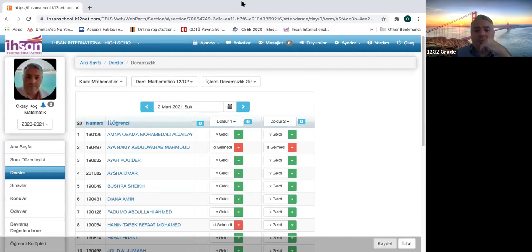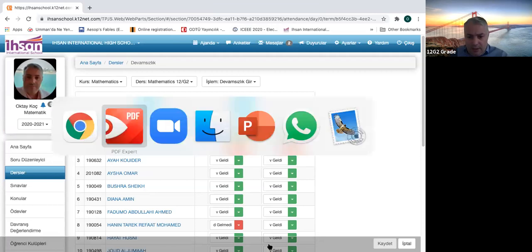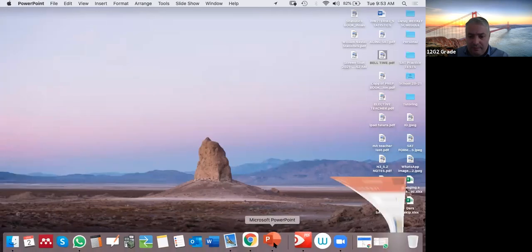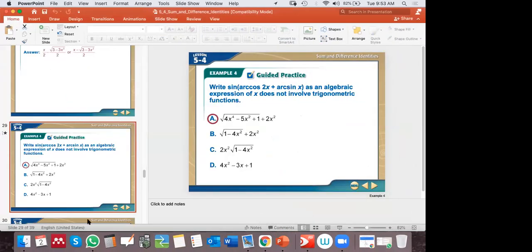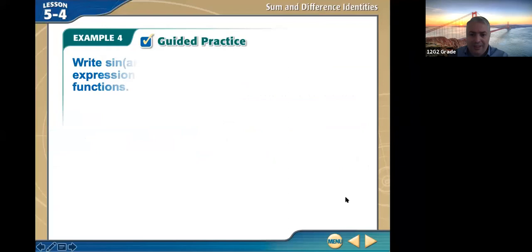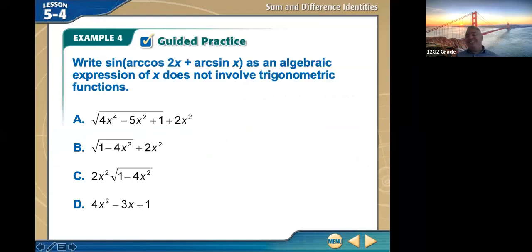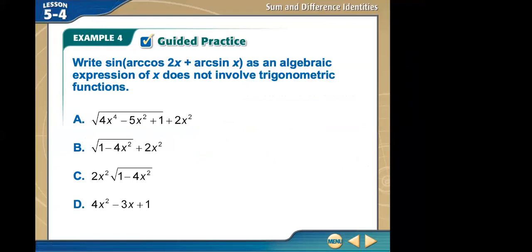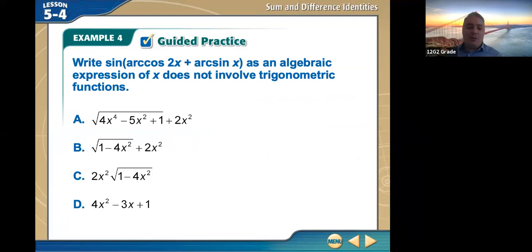Now, let's continue where we were. No, last question was good question. Sir, I tried to solve it, but I was really confused. This is trigonometry, and this is arc sine, arc cosine. This is the most difficult part of the trigonometry. Okay, let's do it slowly together.